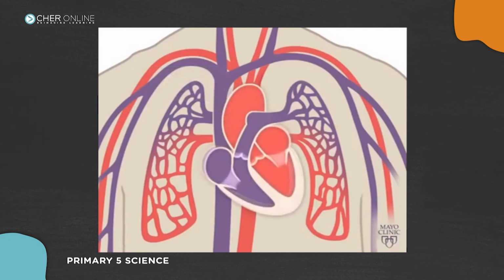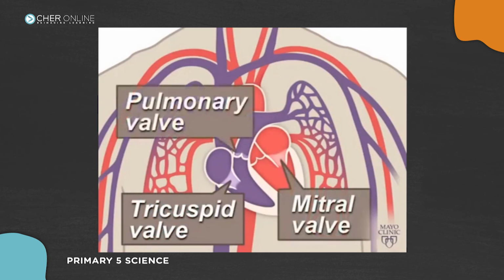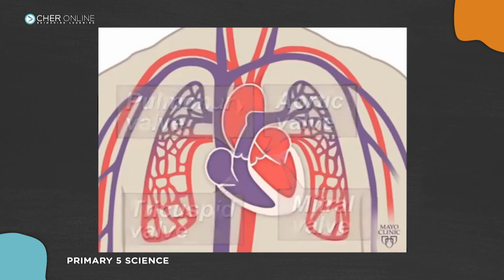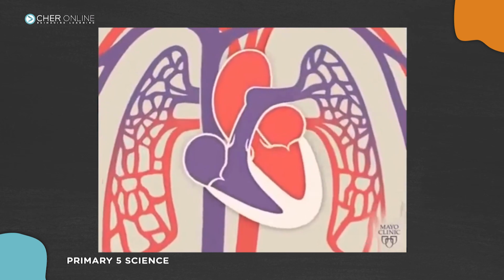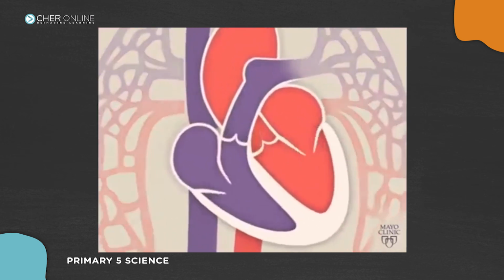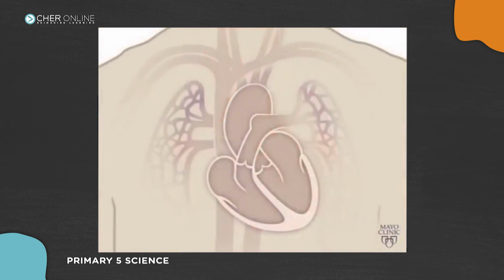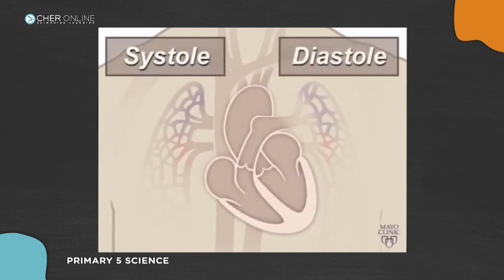4 valves within your heart keep your blood moving the right way. The tricuspid, mitral, pulmonary, and aortic valves work like gates on a fence. They open only one way and only when pushed on. Each valve opens and closes once per heartbeat, or about once every second. A beating heart contracts and relaxes. Contraction is called systole, and relaxing is called diastole.